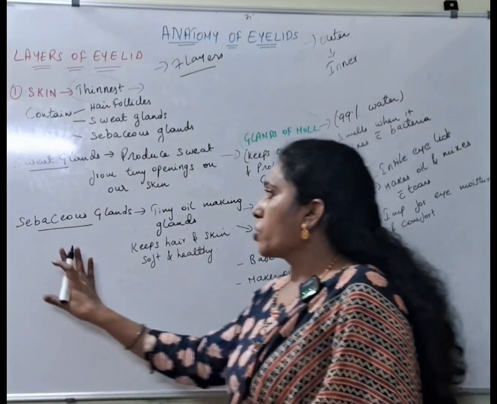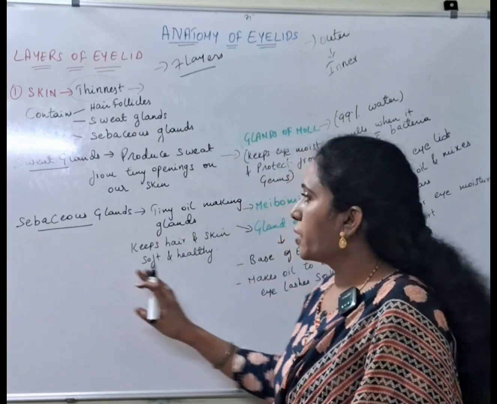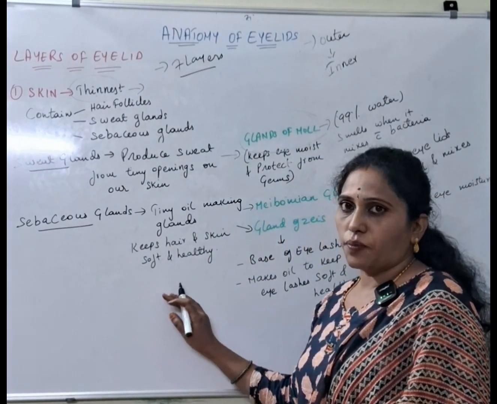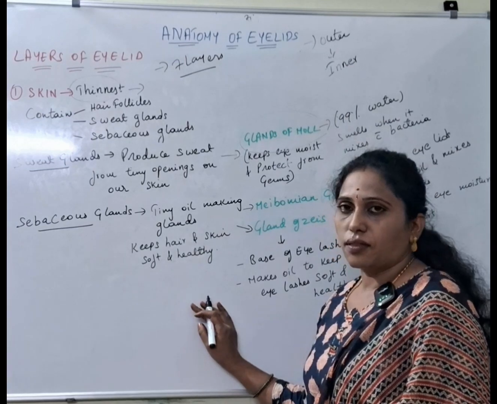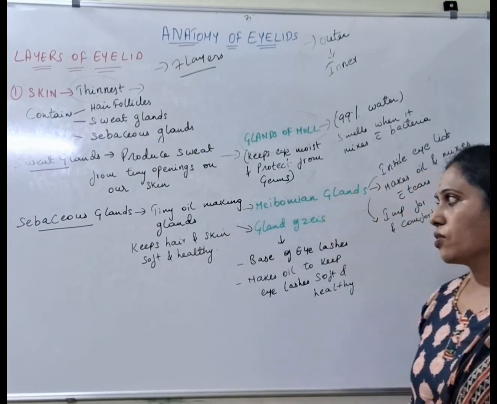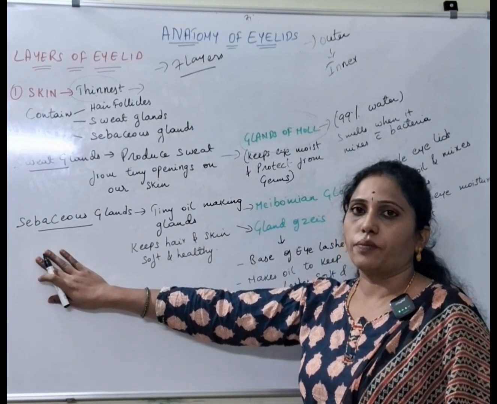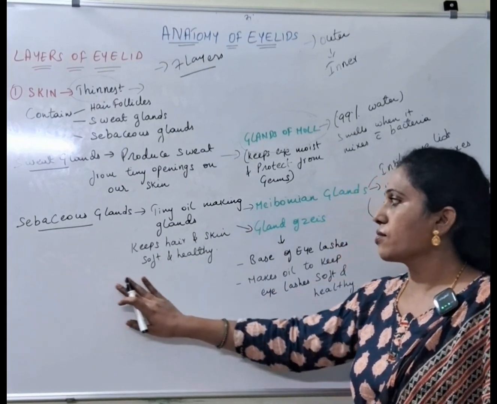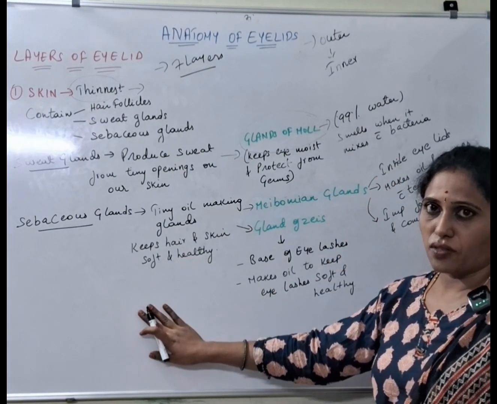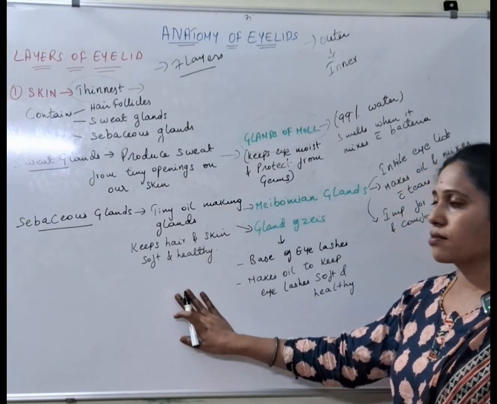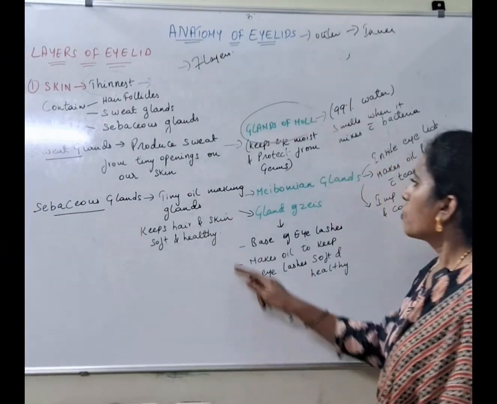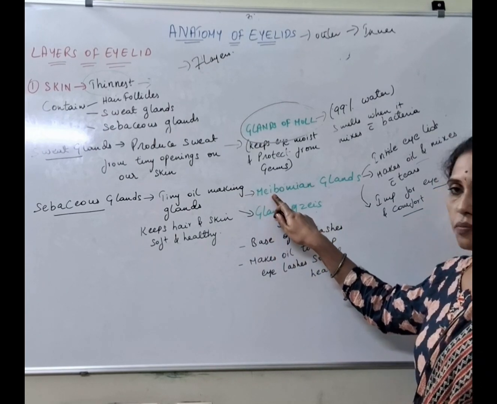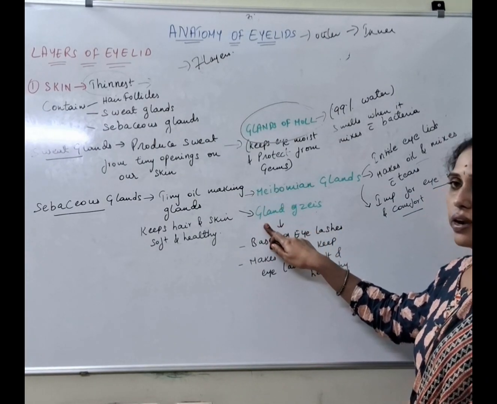So coming to the sebaceous glands. Sebaceous glands are nothing but tiny oil glands. These help to keep the hair as well as the skin soft and healthy. These sebaceous glands are not only present on the eye, they are present all over the body. The main function of these oil glands is to maintain the moisture of the hair as well as the skin. Coming to the eye, there are two types of sebaceous glands. One is the meibomian gland and the other is the gland of Zeis.